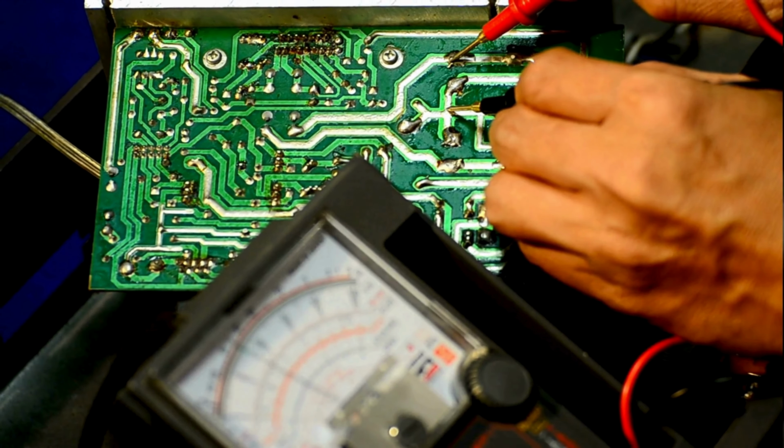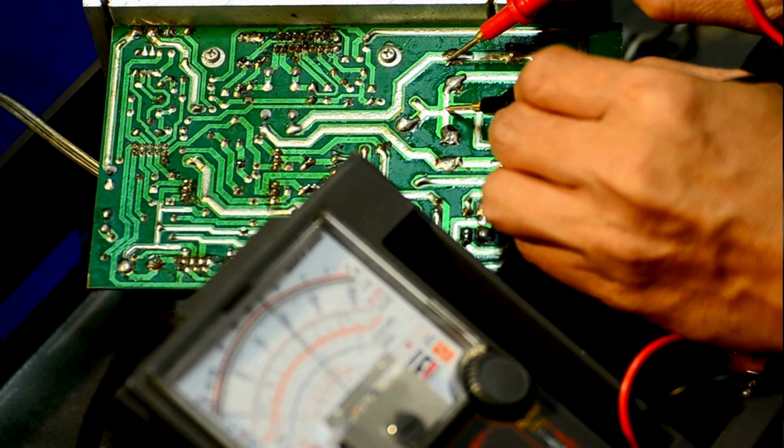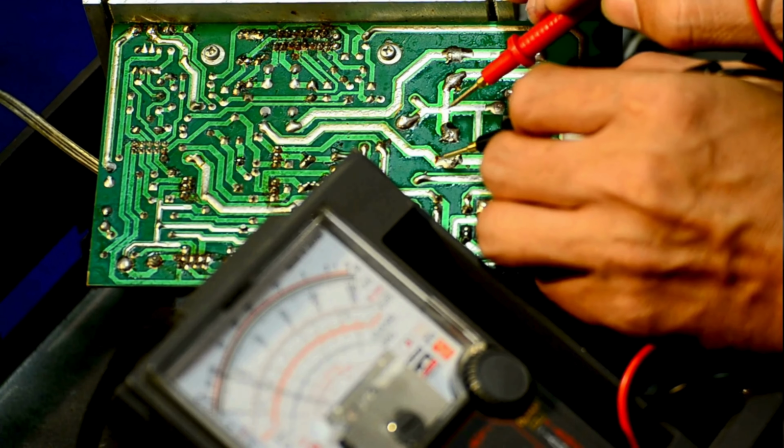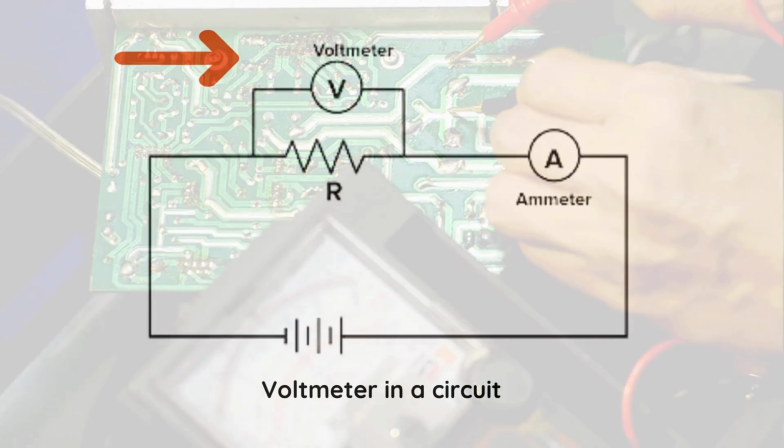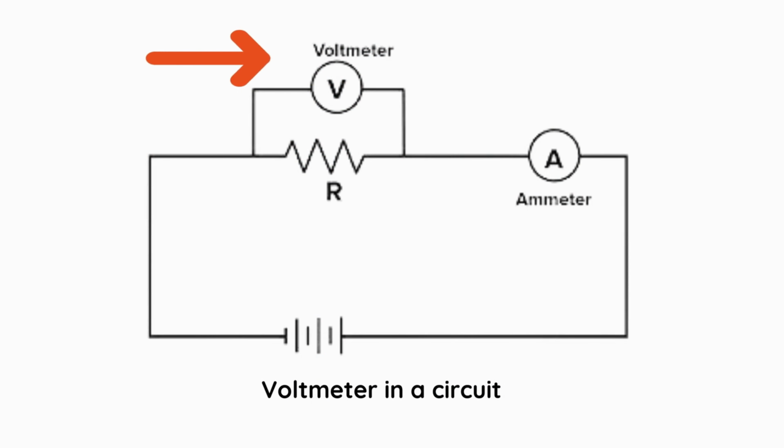Potential difference is measured by an instrument called a voltmeter. The voltmeter is always connected in parallel across the points between which the potential difference is to be measured. We have already learned in our last video that the ammeter is the instrument which measures the electric current and it is connected in series, but here the voltmeter, which measures the potential difference, is connected in parallel across the points between which the potential difference is to be measured.